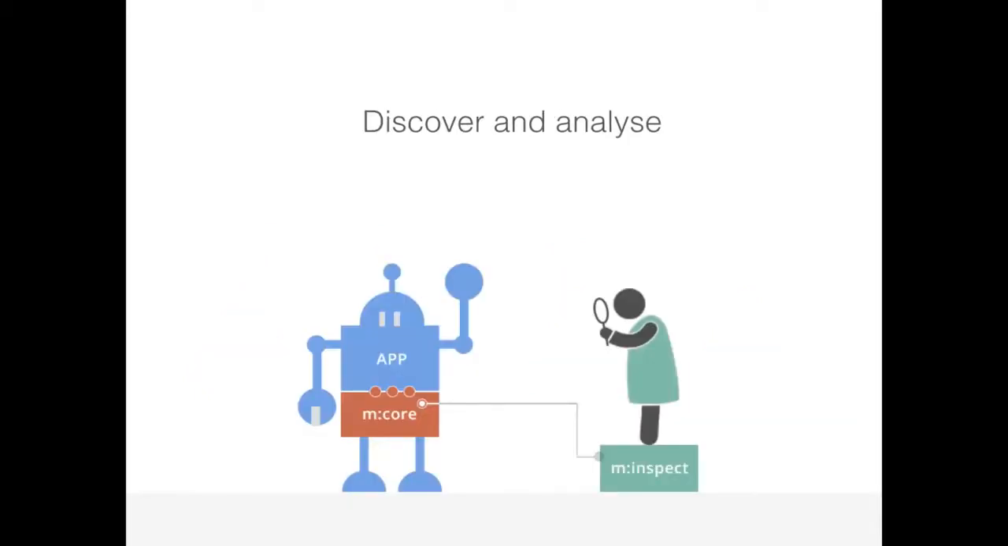So now we have our robot and we have our MoSKito running in the robot, and we are collecting the data, but we have to do something with the data. This is what MoSKito Inspect, the tool I'm going to show you, is for. It allows us to inspect the data and to see what is happening within my application.